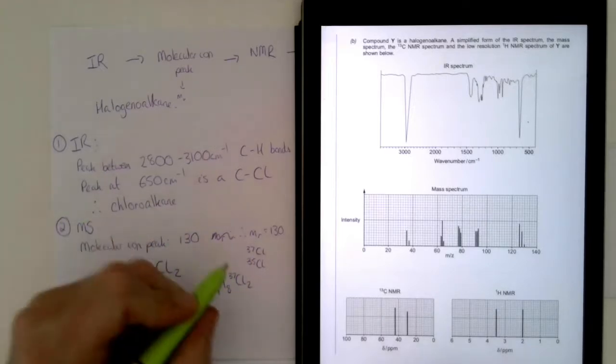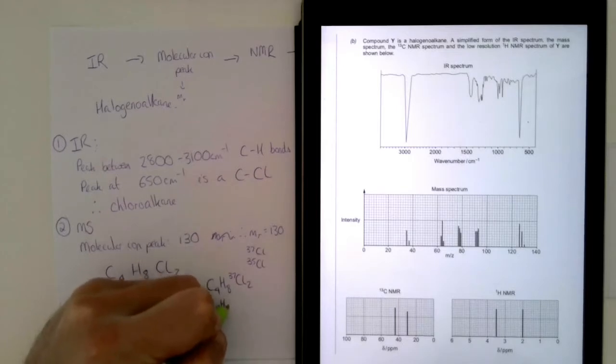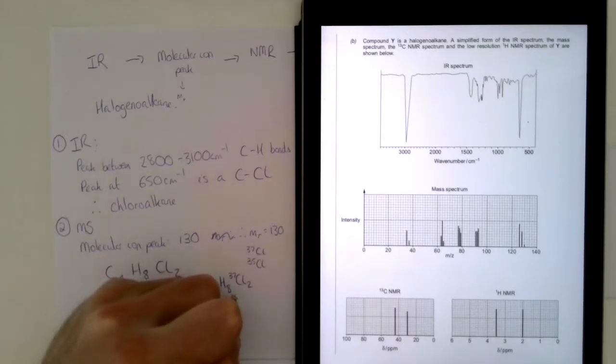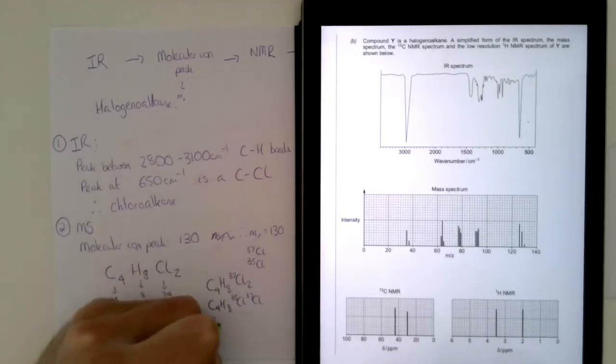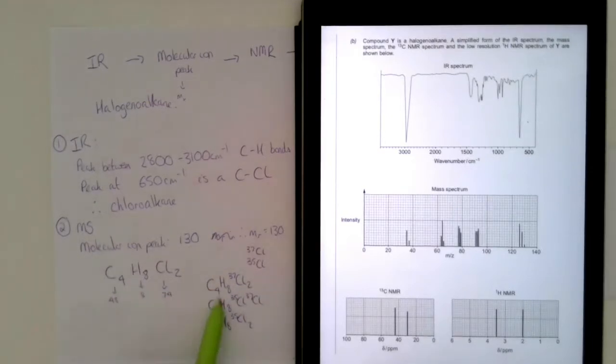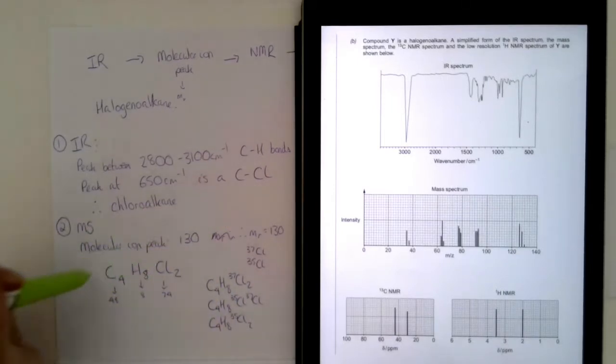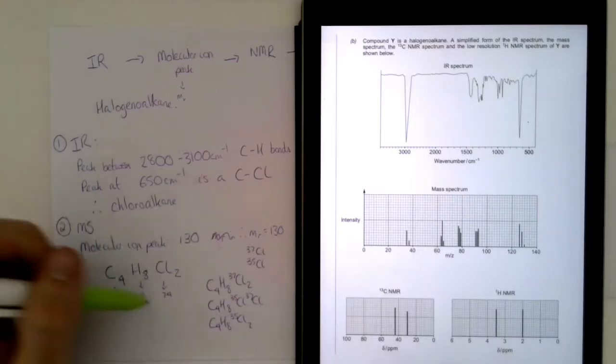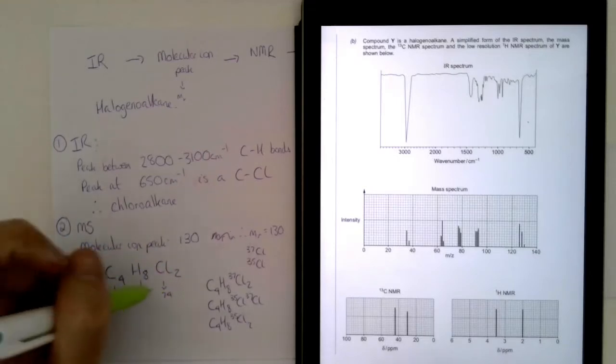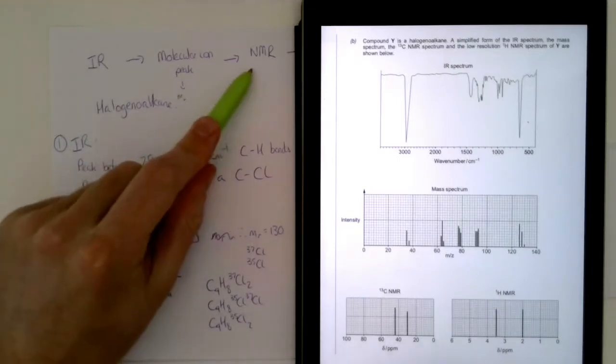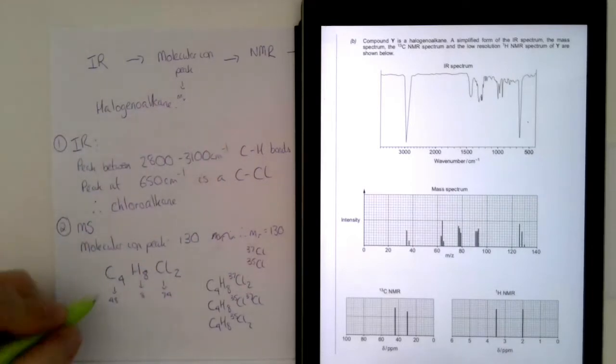You're going to have another possible combination where you've got a 35Cl and a 37Cl, and then you'll have another combination where you've got C4H8 and 2 35Cls, like that. So that's why you get those 3 different peaks, because you've got those 3 potential molecular ions there. So I kind of know from the molecular ion peak what my molecule is starting to look like. I could probably start guessing actually and trying to draw that, but now I'm going to stick to the routine, try and do the NMR.